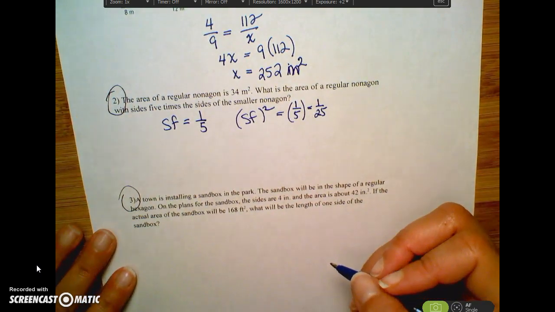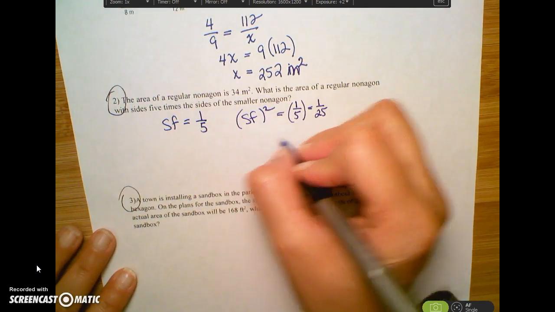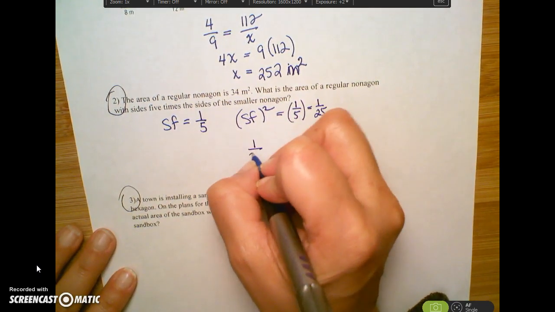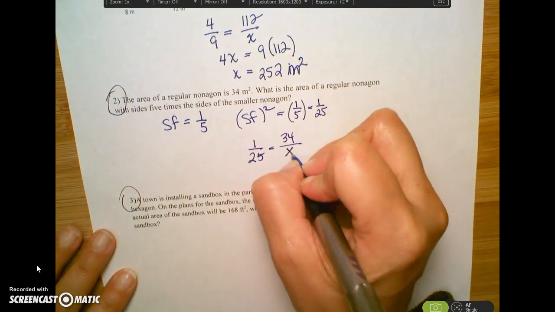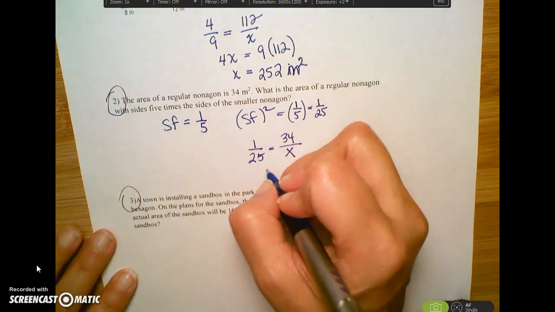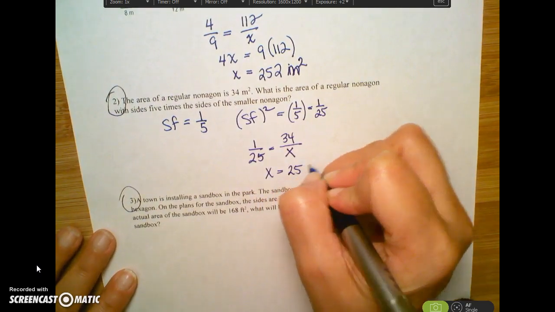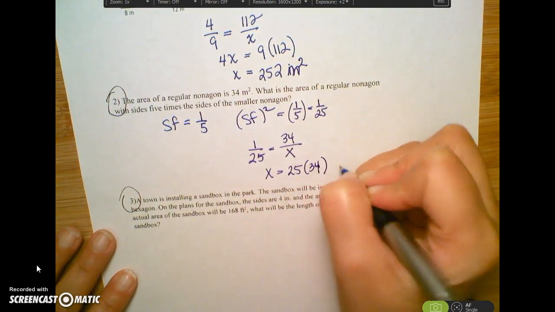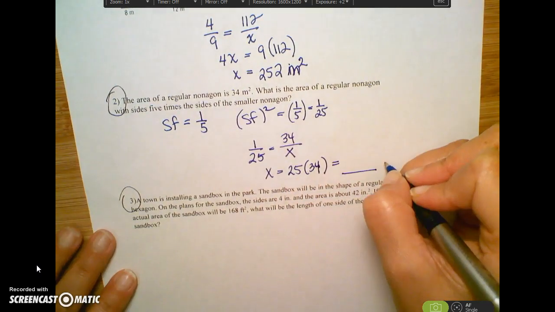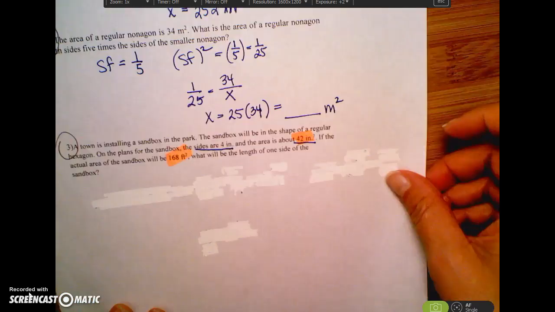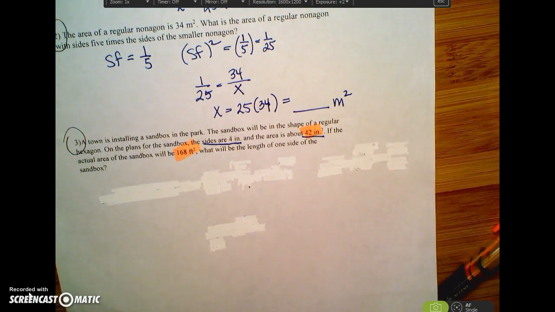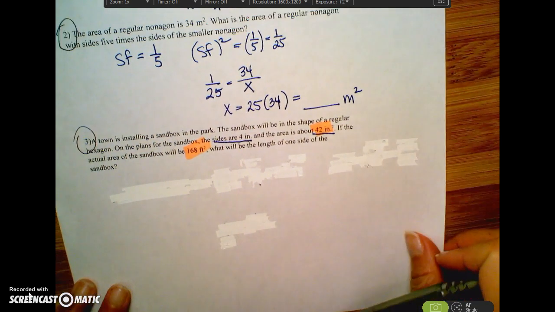Now, according to this, the small guy is 34, and the question is, what's the big guy? So x will be 25 times 34, and I'll leave that for you to multiply out on your own. Whoa, there was a slight pause because something weird happened, but we're back.